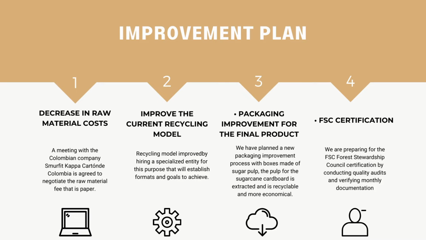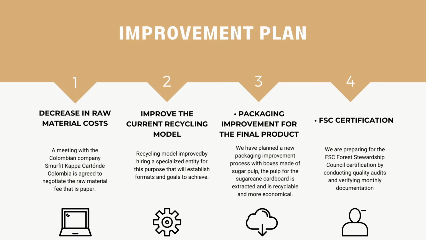Improving the current recycling model. The recycling model will be improved with a specialized entity for this purpose that will establish a format and the goals to archive. There is also a tracking sector for this year to create hours of recycling from home. Packaging improvement for the final product: we have planned a new packaging process with boxes made of sugar cane pulp. The pulp from the sugar cane is extracted and recycled, and it is more economical.